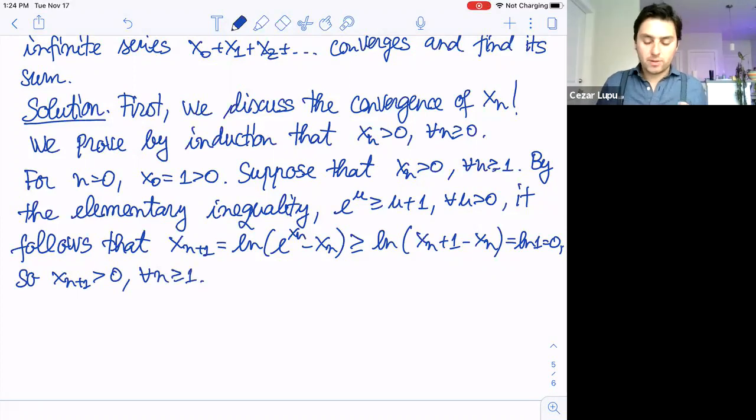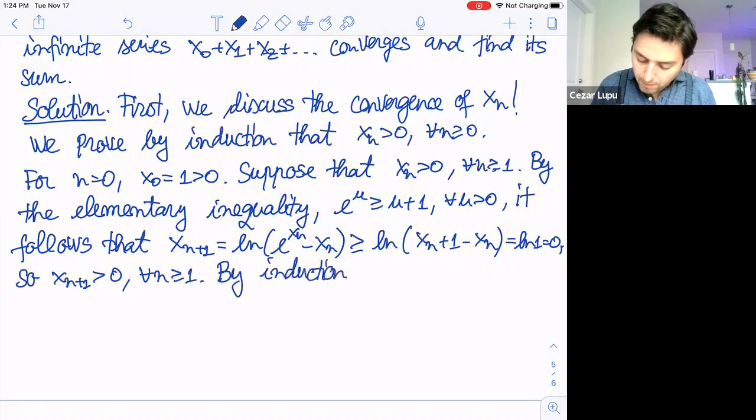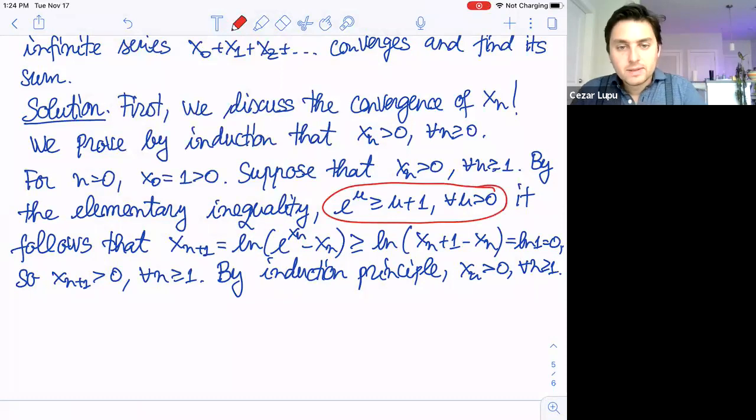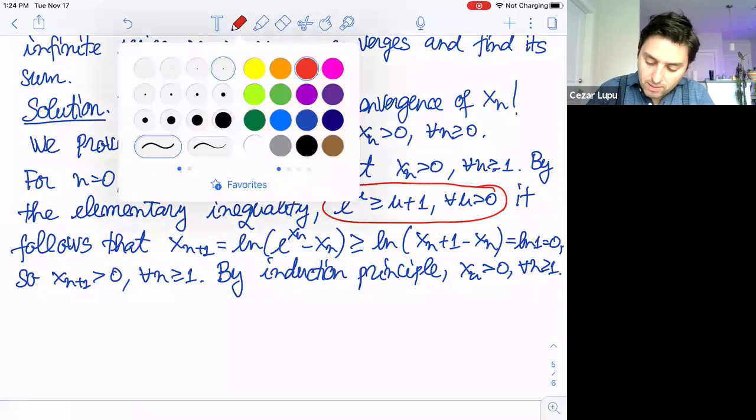So by the induction principle, Xn is greater than 0 for all n. Okay, so we have this, right? You see, we use this inequality here. Well, you can prove it using differentiability, but we can do it without it.